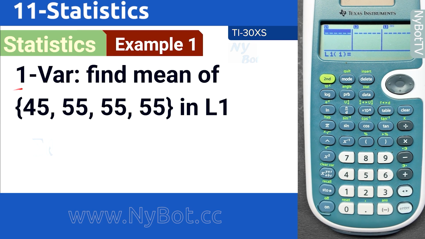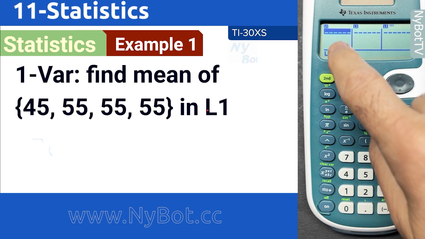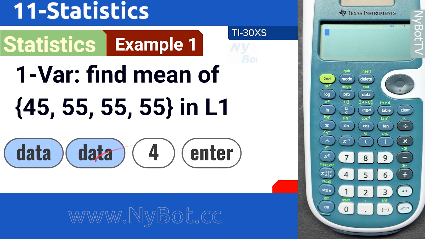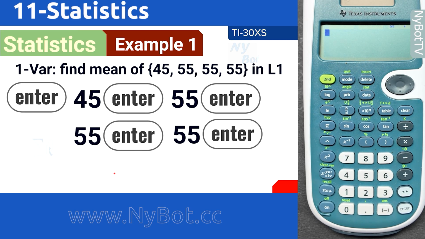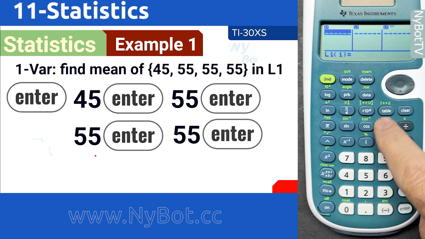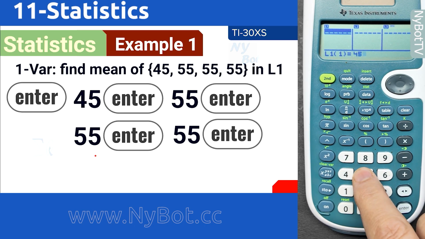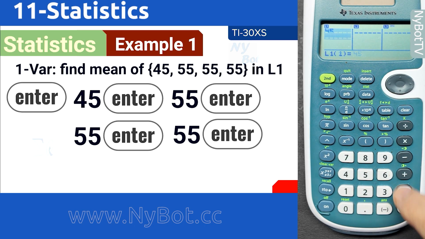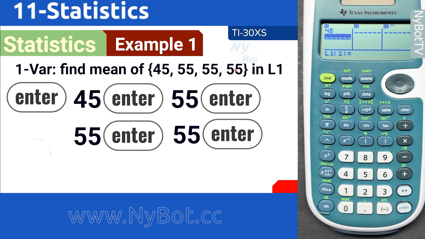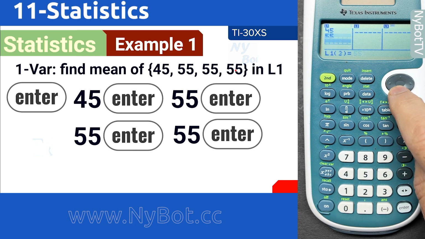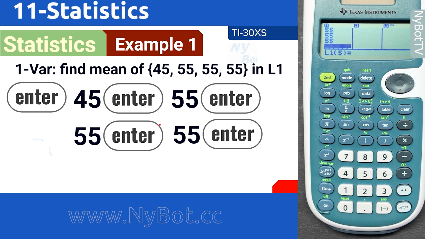Now this is example 1. In one variable, find a mean of this value in L1. So I'm already in L1. We have already cleared the data. If not, just follow this when you're on this screen. So press data, and now I'm entering 45. I can press enter like that, or you can press arrow, for example. So 45, 55, 55, 55. There is this 55, 55, down, 55, down, and 55, down. So we are done with entering them.